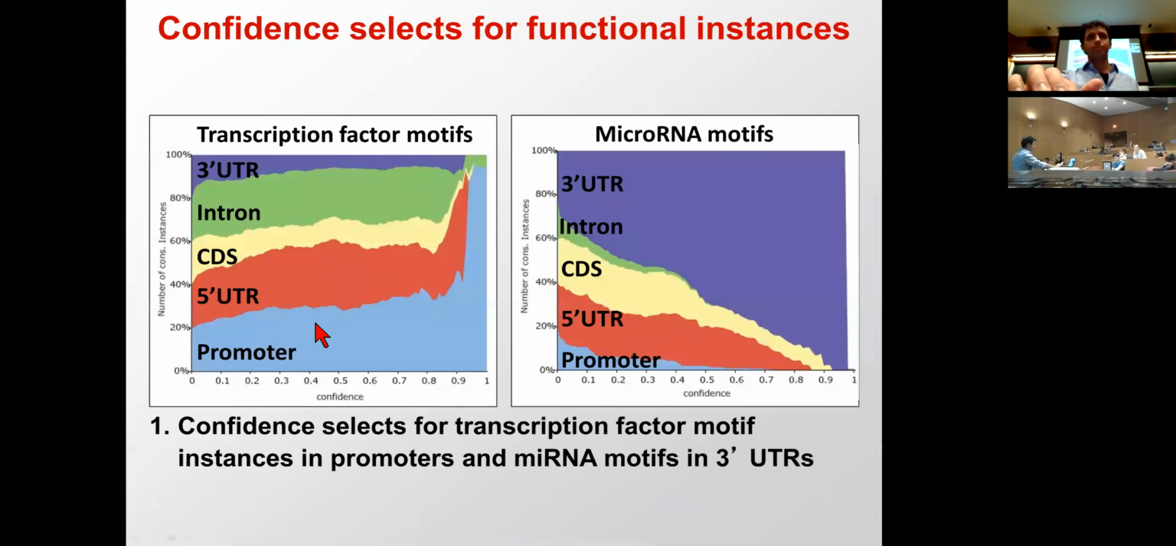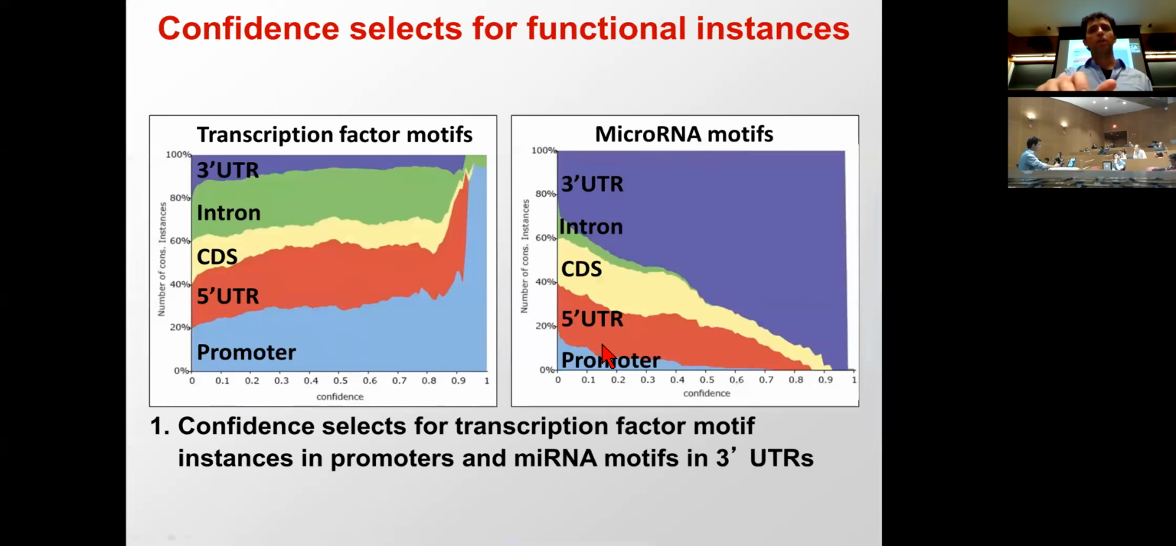And then when we do that, we find that as I increase the threshold of confidence, I end up with transcription factor motifs selecting instances of those motifs in promoter regions. But for microRNA motifs, I end up selecting instances in 3' UTRs. So that basically means that I am actually selecting functional instances because of this bias.